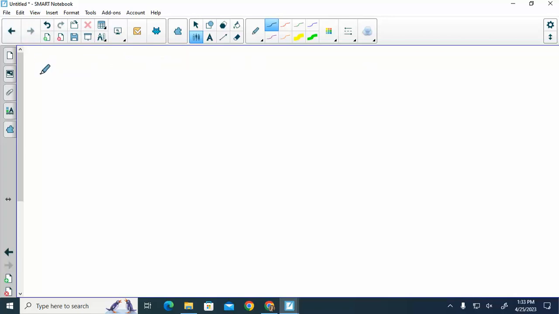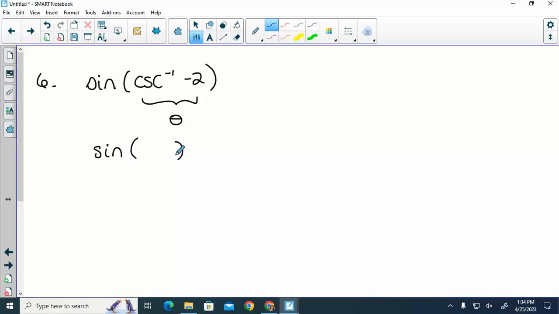So problem 6. There are actually 2 ways of doing this one. So you start on the inside. We know the answer to an inverse is an angle, right? And we're just asked to find sine of that angle. Do we know the angle when cosecant is negative 2? We actually do. Now, if you didn't catch it, I'm going to show you another way to do it. Okay, so if you did a triangle, you're not wrong. But if you caught it, cosecant is the reciprocal of sine.